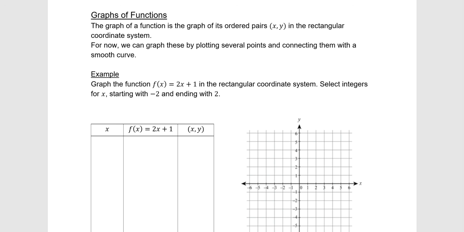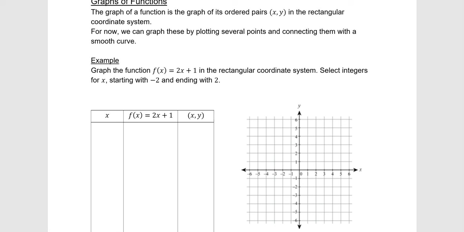So there are different ways that we can graph different functions. For now, we're going to plot several points and connect them with a smooth curve. So we're going to have values for x. We're going to plug those into the function, get out the function value, which is the y value, and that'll give us an xy coordinate.